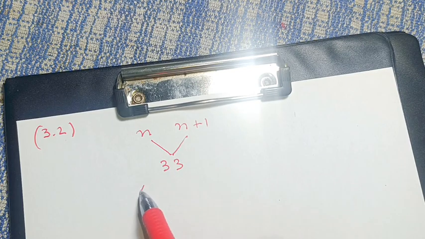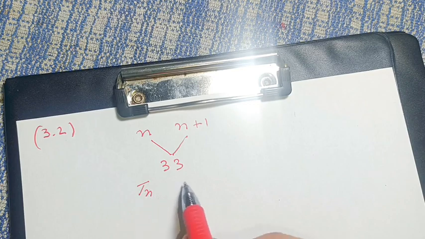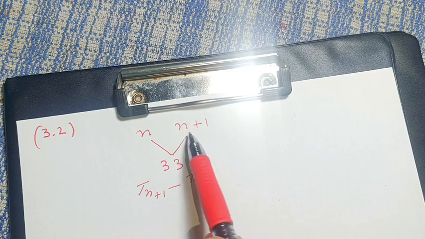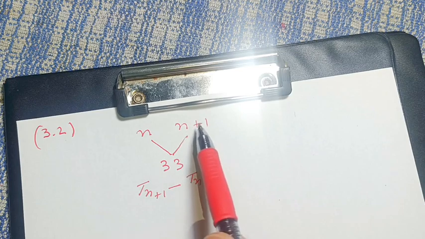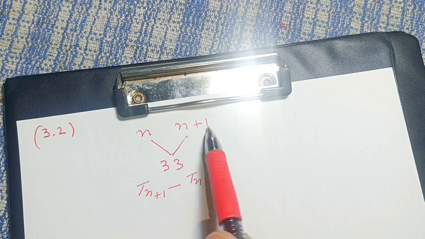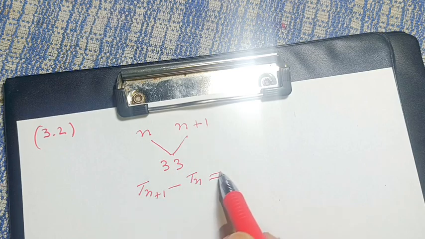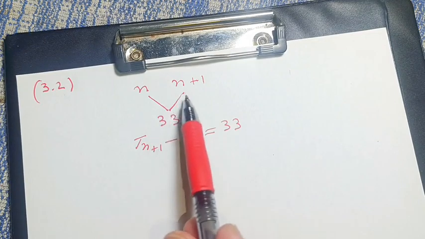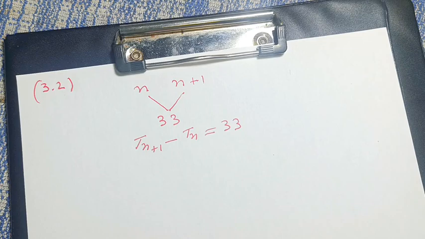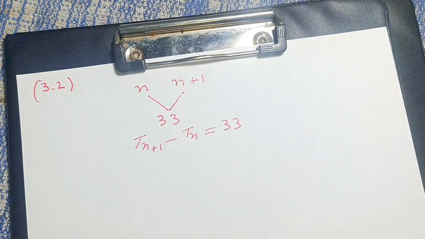Which means Tn plus 1 minus Tn. Remember, if you need to find the difference, what we do is term 2 minus term 1. So Tn plus 1 minus Tn is equal to 33. So for both of these terms, the difference is 33.